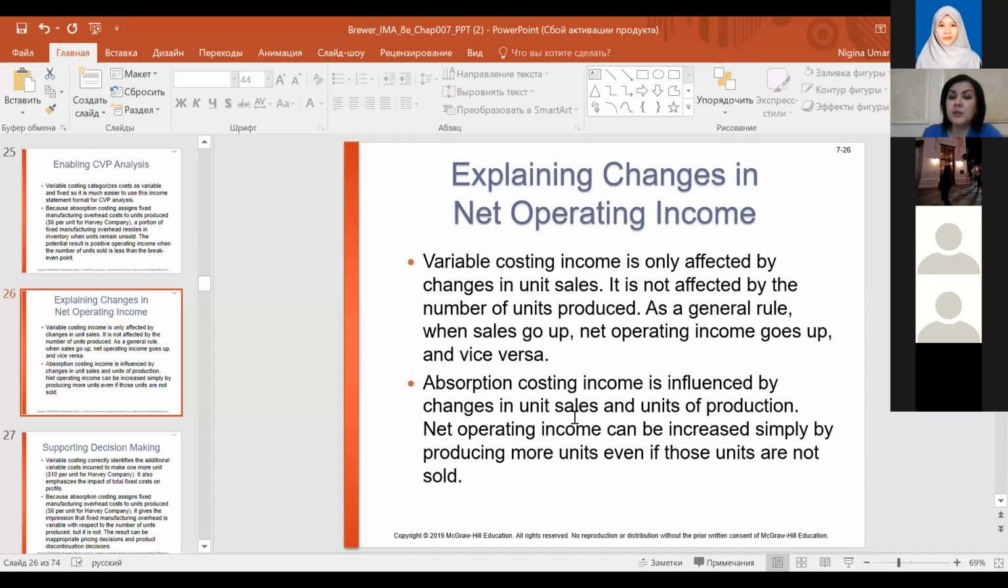Absorption costing income is influenced by change in unit sales and units of production, because in absorption costing, fixed manufacturing overheads are included in the unit product cost, and net operating income can be increased simply by producing more units, even if those units are not sold.